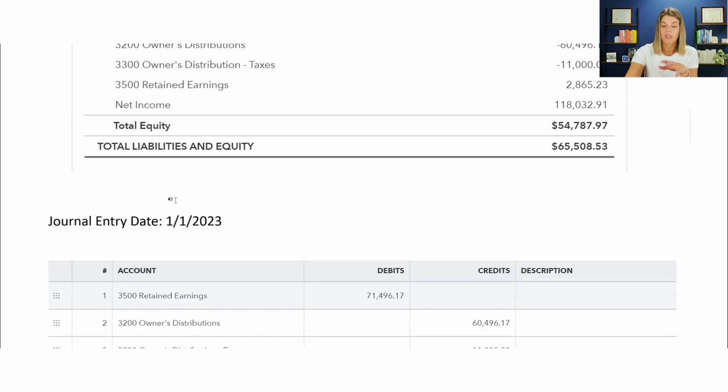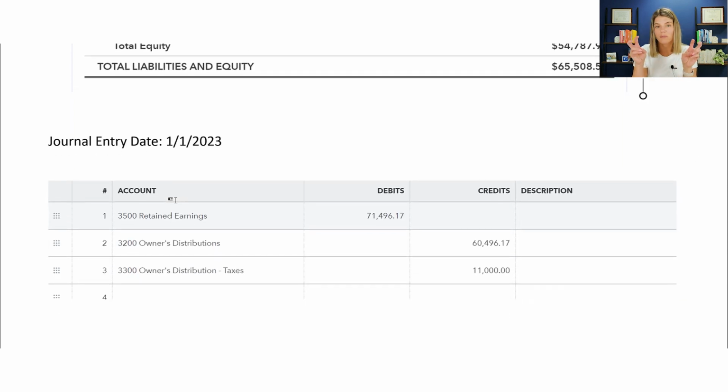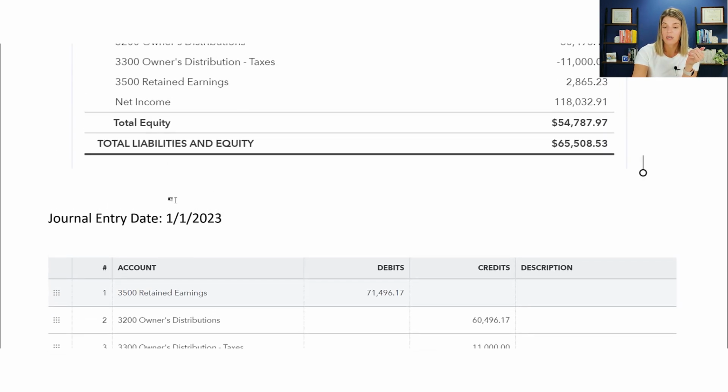And then the next day, we can backdate the journal entry. We're going to close out the owner's distribution, the owner's taxes, and we're going to offset that to retained earnings. And then all of the net income from that year goes into retained earnings. So this net income balance of 118,032 would be increasing retained earnings, and then the distributions that we took decrease retained earnings.